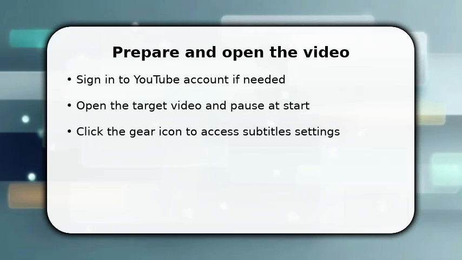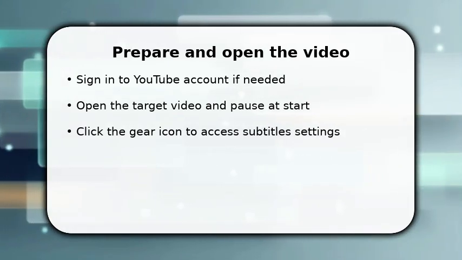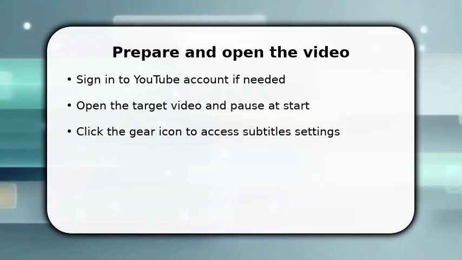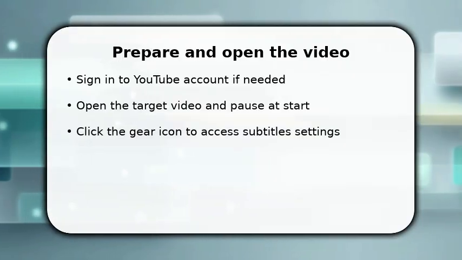You start by opening the exact YouTube video you want to read. You should sign in if captions are tied to your account, then pause at a clear frame. Now click the gear icon on the player and choose subtitles/CC. This opens language options. If no subtitles appear, select Auto Translate or the original language.